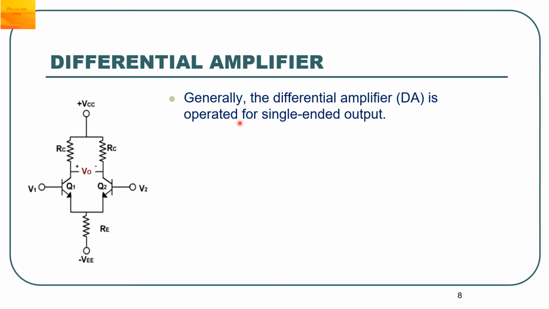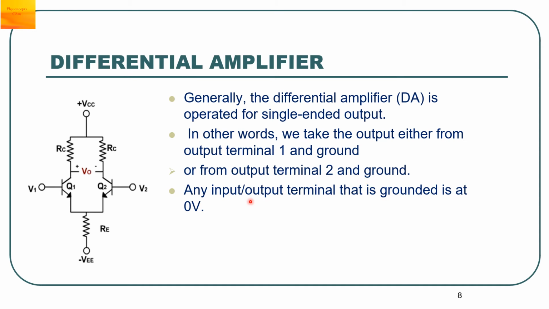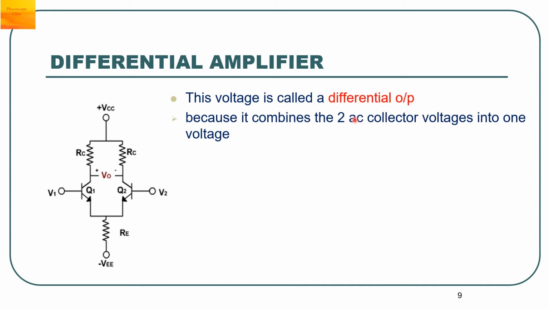Generally, the differential amplifier is operated for single-ended output. That is, we take the output either from the output terminal 1 and ground or from output terminal 2 and ground. Any input or output terminal that is grounded is at 0 volts. So the output which you measure between the two collectors is called as a differential output because it combines the two AC collector voltages into one voltage. That equals the difference of the collector voltages.